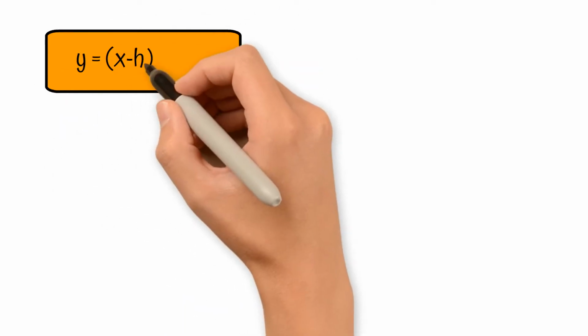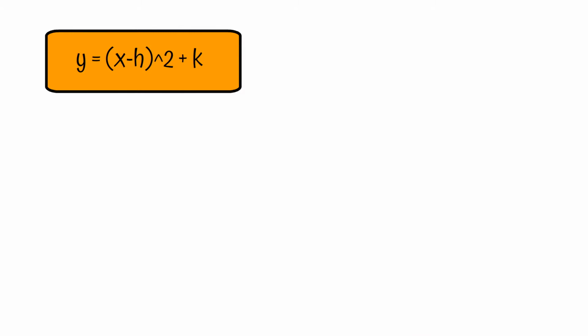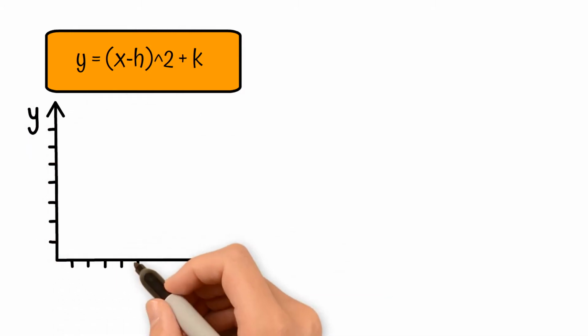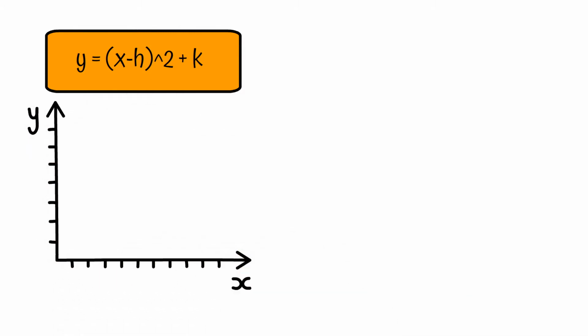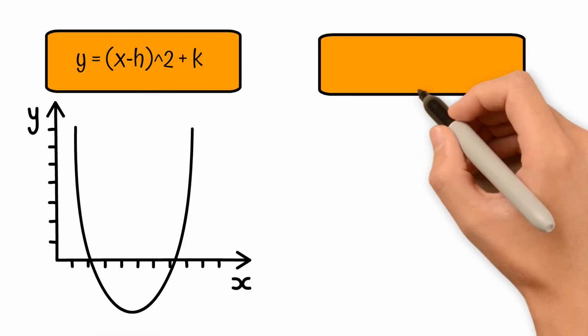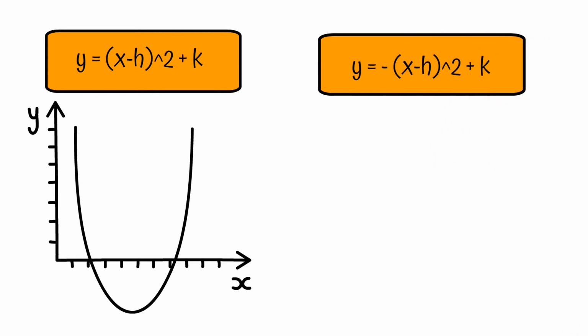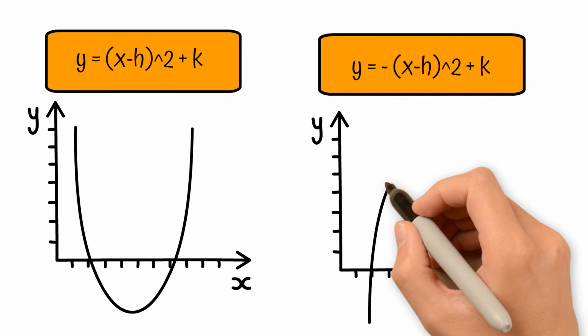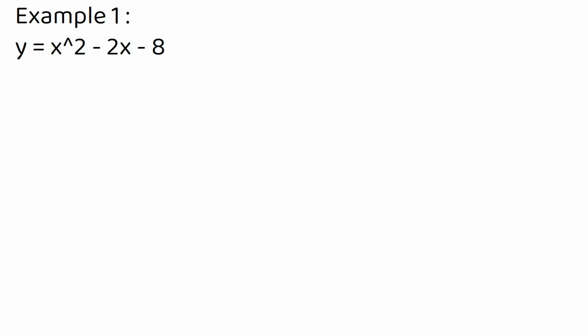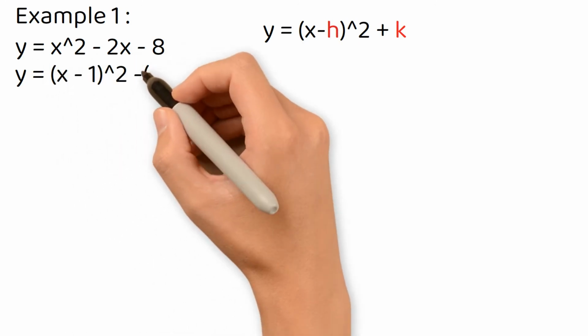If the function has a positive quadratic term, the parabola opens upwards. If the function has a negative x squared term, the parabola opens downwards. Let's look at one example where the quadratic equation is in standard form.